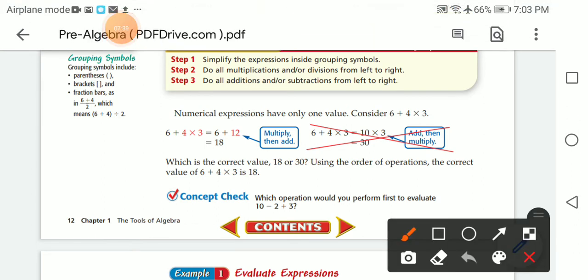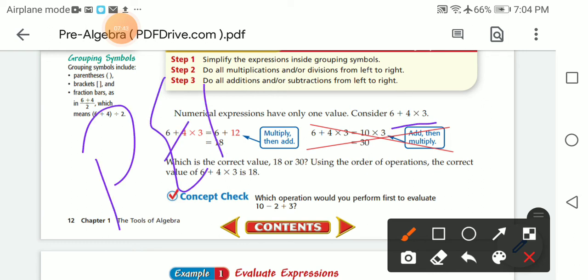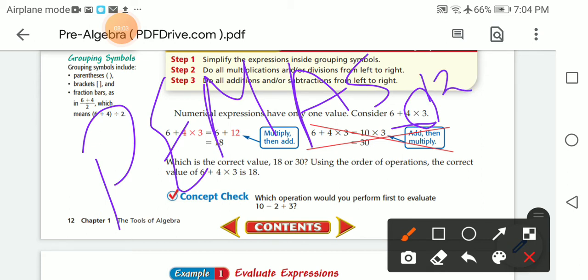Consider 6 plus 4 times 3. When I use PEMDAS, let's use our key here, PEMDAS. It's very easy. P, parentheses: we don't have parentheses here. E, exponents: no, we don't have. M, multiplication: so I'm going to solve the multiplication first. 4 times 3 equals 12. I write here 12. Then the addition. The addition here is 6. 12 plus 6 gives me 18. So this is the answer.